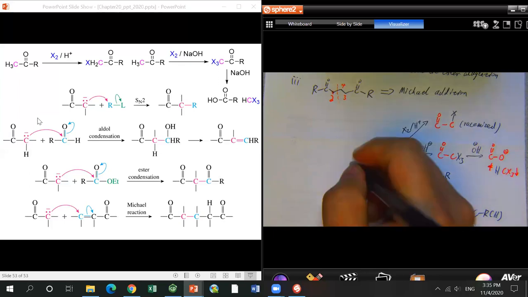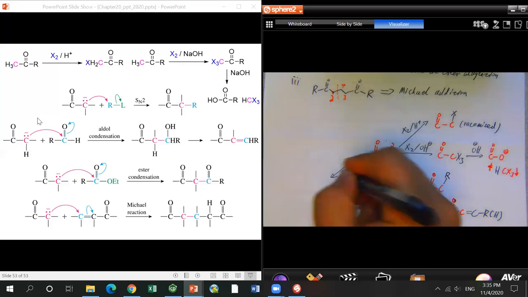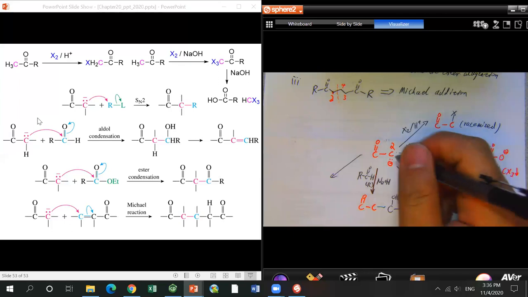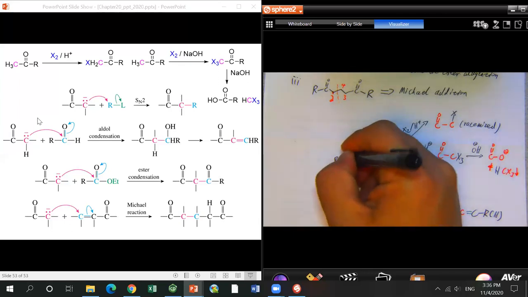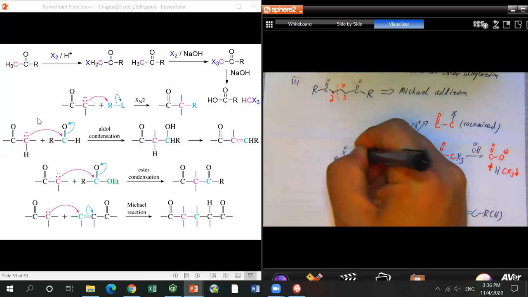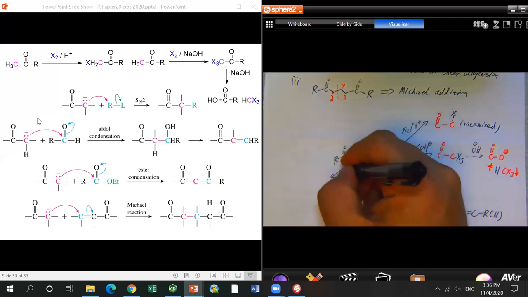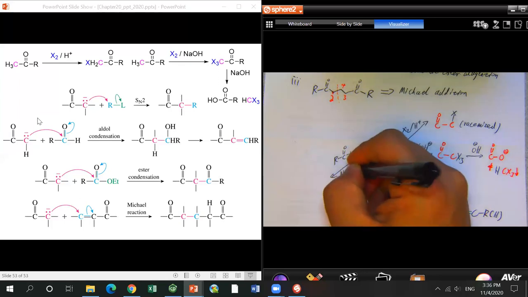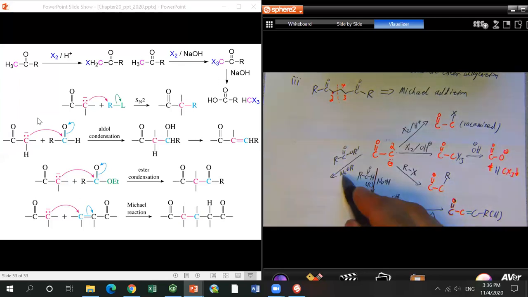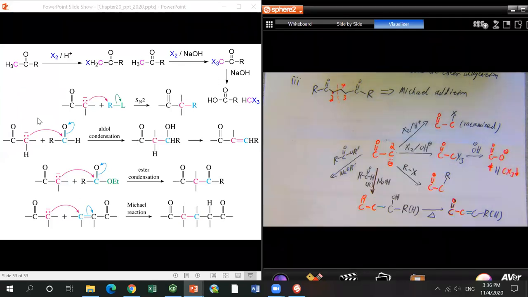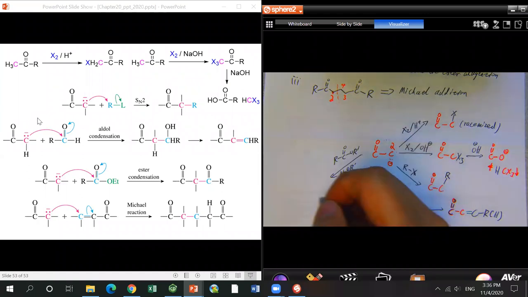Right, and then the next reaction we learn is Claisen condensation. Keep in mind, it happens between two esters. The base we use for the Claisen condensation is an alkoxide, sodium alkoxide. Make sure this OR prime is the same as the OR prime here, so you don't get a mixed product.